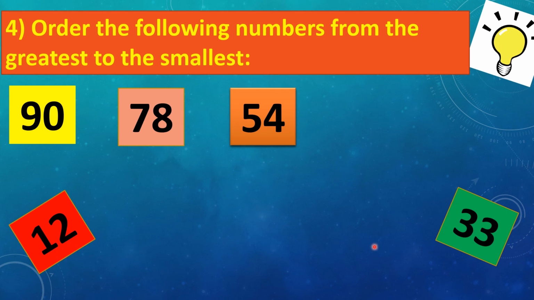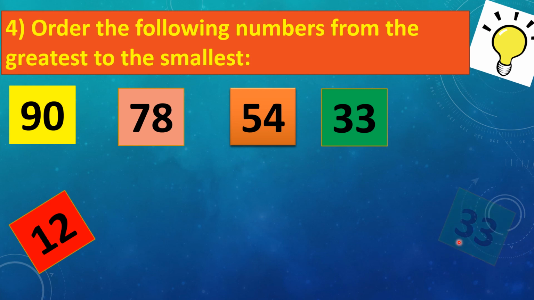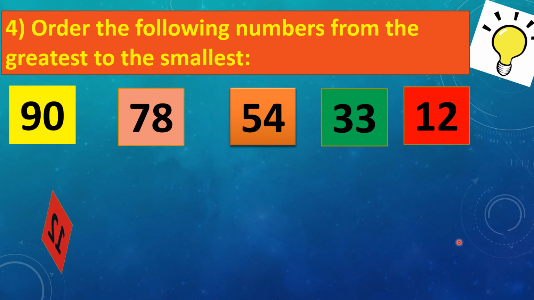1 and 3. The greatest number is 3. Write 33. And the last number is 12. Now we have 90, 78, 54, 33, and 12.